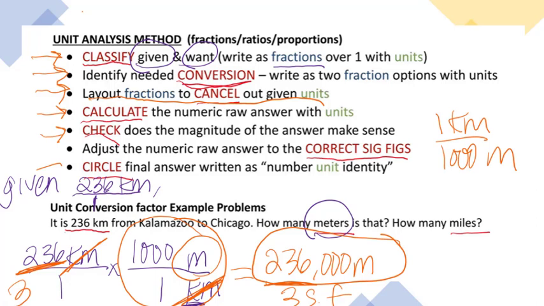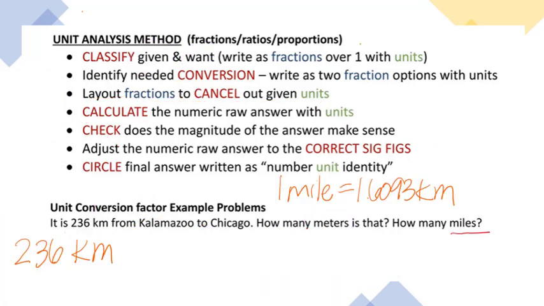Let's convert this to miles. So I'm going to erase this. All right, so we have 236 kilometers, and so we have classified our given, and again, we can write it just as that kilometers, or we can put it over 1. We want to get to miles, so we're going to look back at that chart, our English to metric or metric to English chart, and we say that 1 mile is equal to 1.6093 kilometers.